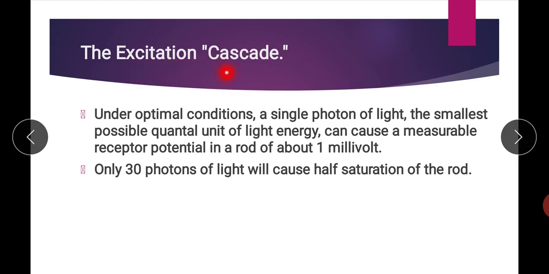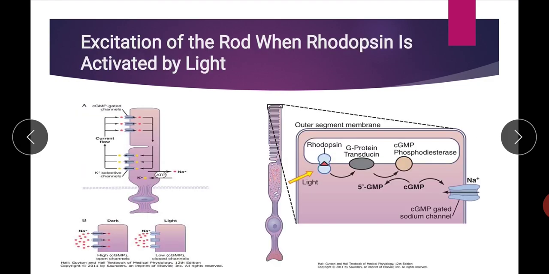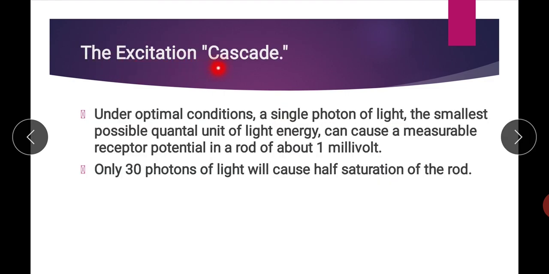Now this excitation cascades, because this whole process occurs step by step, and each step stimulates the next step, and the next step stimulates the third one, then the fourth one, but at each step the strength of the stimulus increases, the intensity increases, and because of this, only one photon is able to close thousands of sodium channels. So how is this process possible? That we see in this excitation cascade.